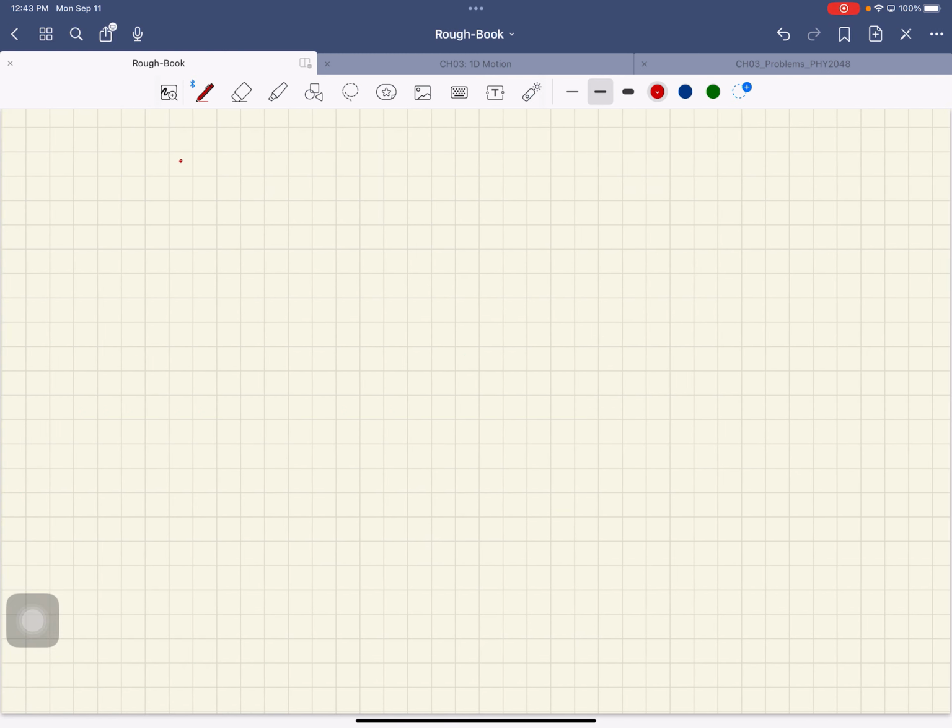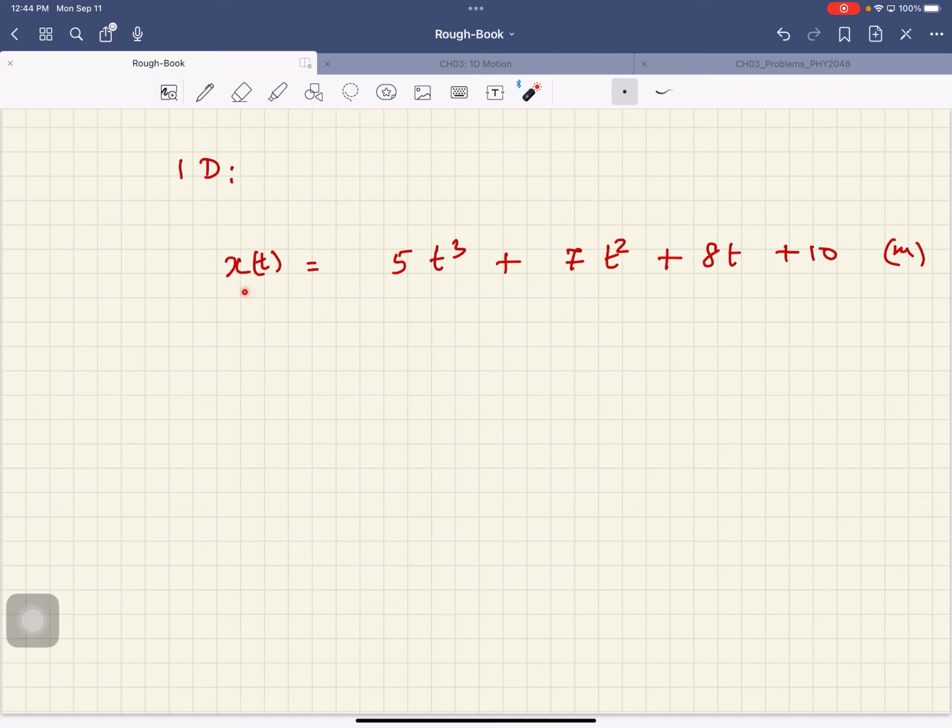Okay, let's say, and we'll do a one-dimensional motion. For instance, let's say you're driving on a straight road, and Daytona Beach is the origin, and you're driving on I-95, and your location is given by 5t³ + 7t² + 8t + 10. We'll keep it simple: the distance is measured in meters. Now notice something. Each term has to be in meters, right?